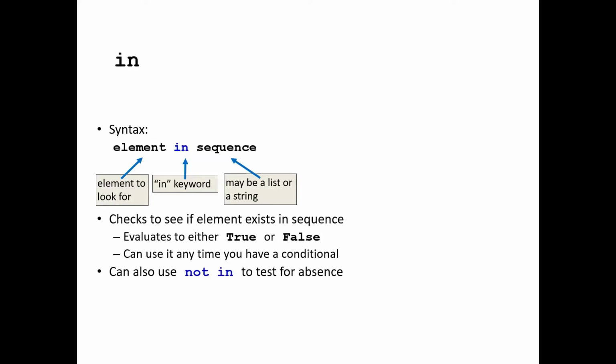You can also combine this with our logical operator not and say not in, and that tests for the absence, as we saw in the previous slide. The guess not in the list, so a guess that was not in the list, that would evaluate to true, which means that the loop would run and we'd ask for another guess. Once the user chose an element that was in the list, then not in would evaluate to false, right? It is in the list. So not in would be false, and it would skip the loop. All right, so not in tests for absence, in tests for presence in the list.